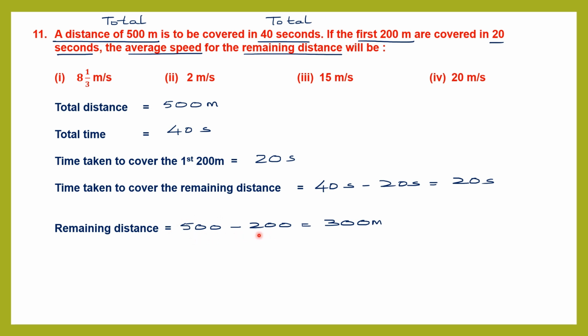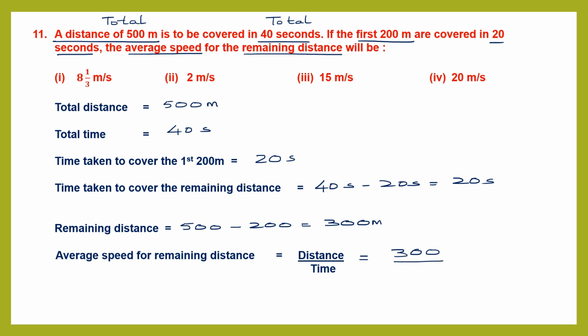And the first part is 200 meters. When you subtract, you get the remaining distance. Now we can find the average speed with the formula distance by time. So distance is the remaining distance. We're talking about the remaining distance. So 300 meters and the time is 20 seconds.